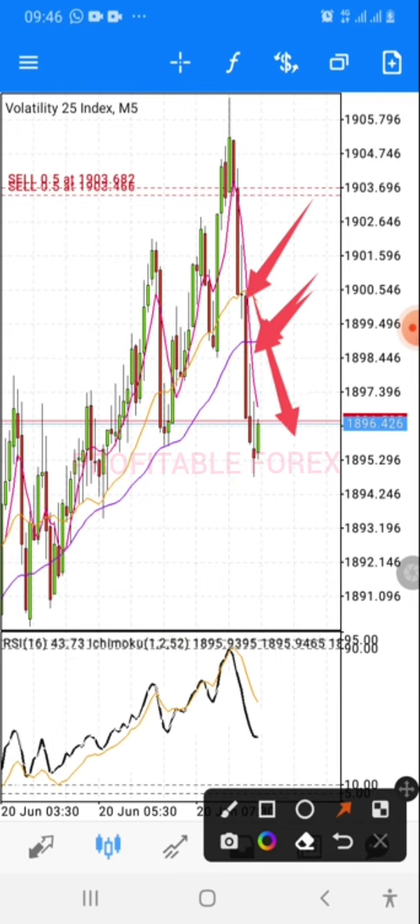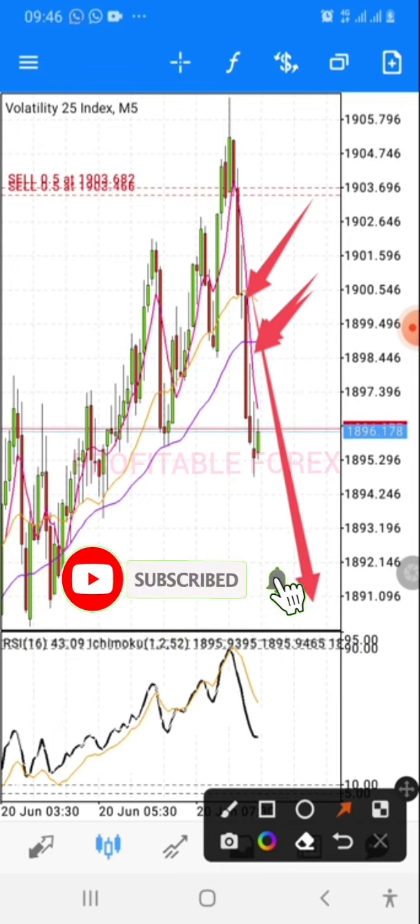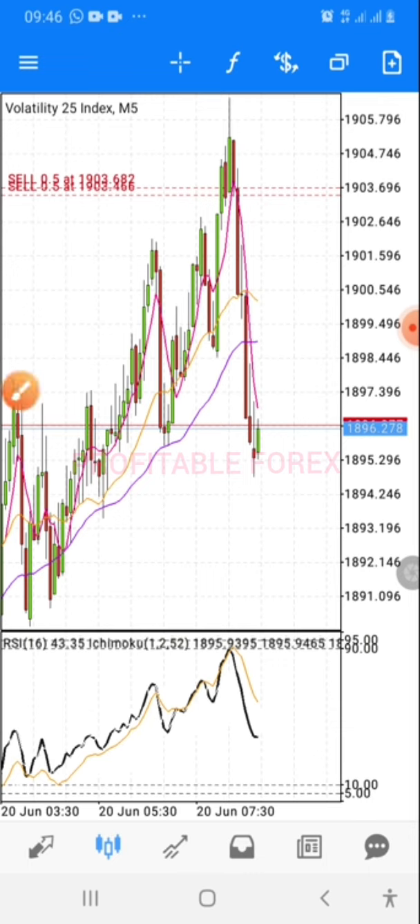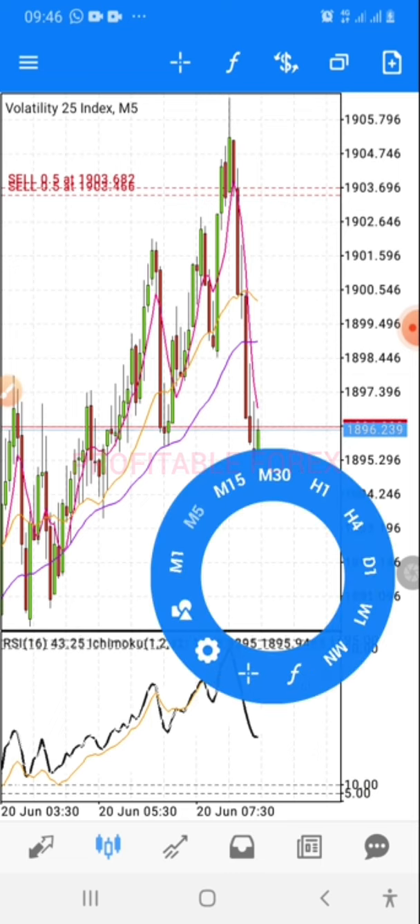Okay? A bit more. We're going to go down a bit more, probably to this support level over here before it can go up again, before it can go bullish again. And meanwhile, be checking your Ichimoku to see that it has not reached the oversold level in your 5 minutes time frame. And let's check the 15 minutes time frame to see how it's doing.